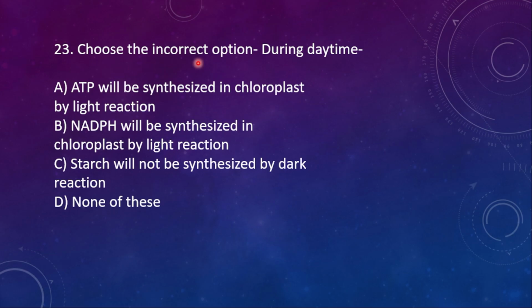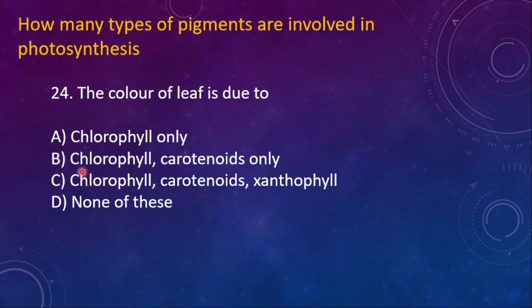23. Choose the incorrect option during daytime. A, ATP will be synthesized in chloroplast by light reaction. B, NADPH will be synthesized in chloroplast by light reaction. C, starch will not be synthesized by dark reaction. And then D, none of these. So among them, he is asking which one is the incorrect option. These both are correct, and C is wrong, because starch is synthesized by dark reaction. Dark reaction product itself is the starch.